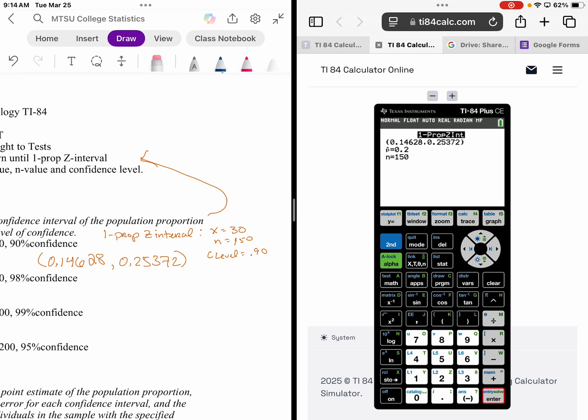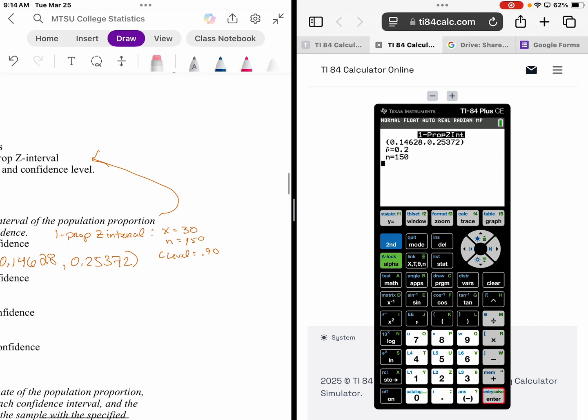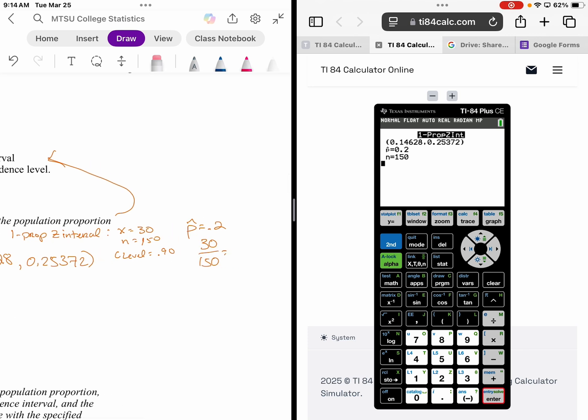Notice they give me the p hat. If you notice the second line down, it says p hat for this problem. The p hat is equal to 0.2. They got that by doing 30 divided by 150. That's actually how you get the p hat there. 30 over 150 is 1/5, which is 0.2. So the calculator actually tells you what the p hat is. It tells you what the point estimate is.